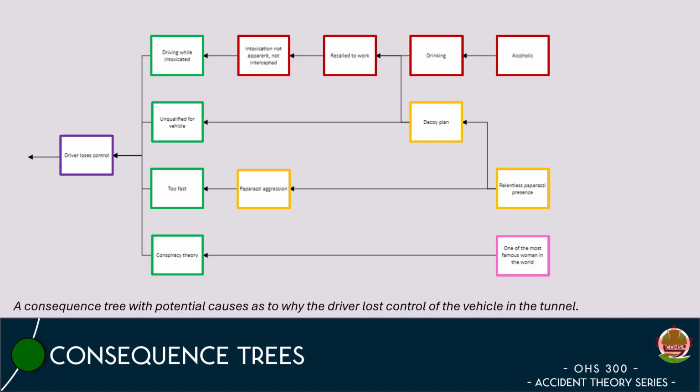The combination of these factors, impaired judgment, inexperience with the vehicle, excessive speed, and external pressures from paparazzi, culminated in the driver losing control, leading to the tragic crash. Each of these contributing events, as outlined in the tree, provides a structured understanding of the various interrelated elements that preceded the incident.